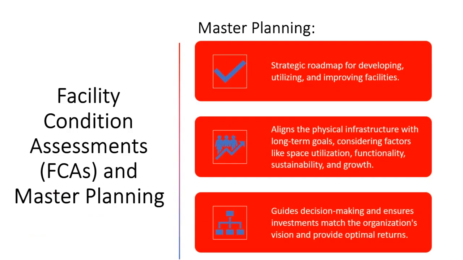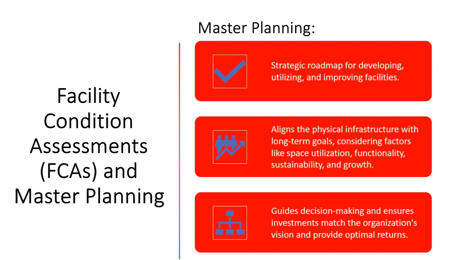So what is an FCA and how does that impact master planning? We'll start with the master planning side. And the master plan obviously is a strategic roadmap for developing, utilizing, and improving your facilities. But it also helps you align the physical infrastructure with your long-term goals within your org. And it's considering factors like space, functionality, sustainability, and future growth within your organization.